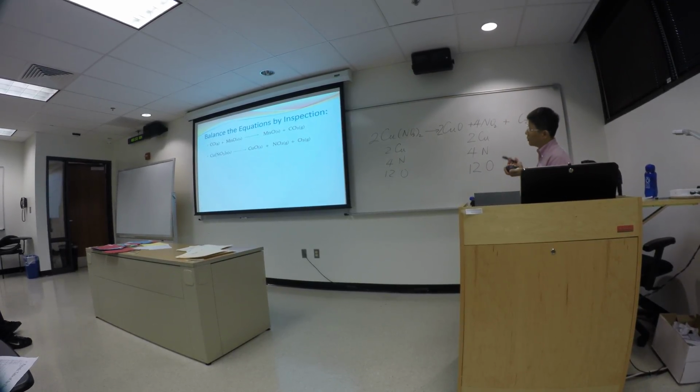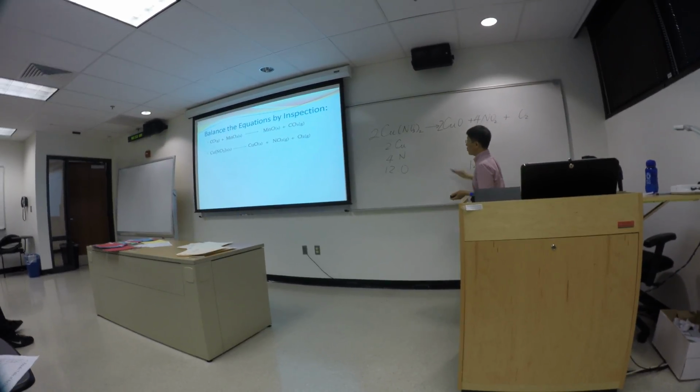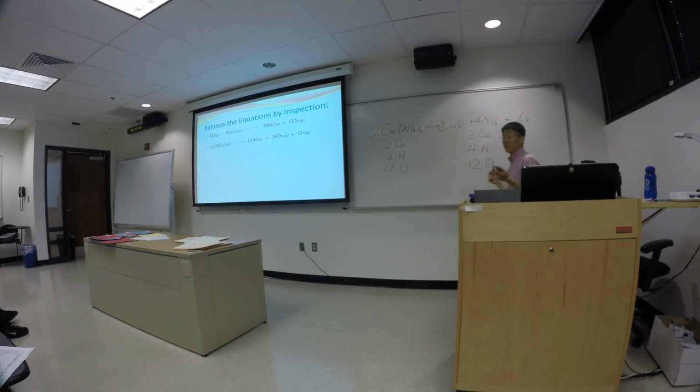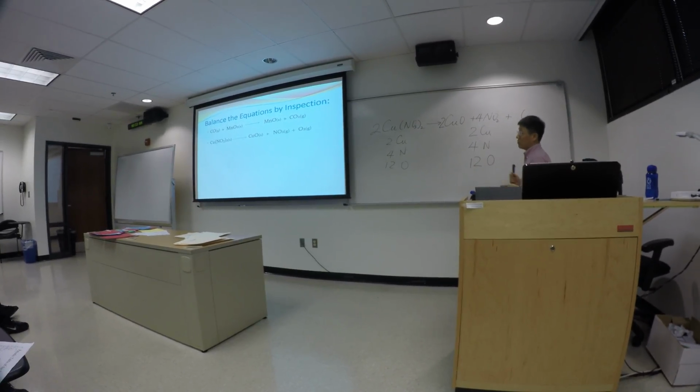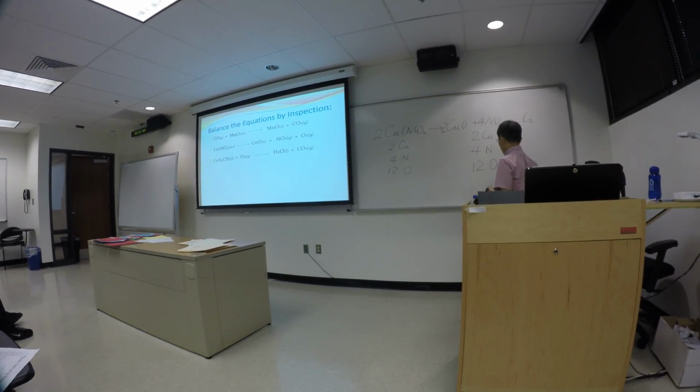Given an unbalanced chemical reaction equation, you need to inspect the total number of atoms on both sides there. Make sure you come up with the same number of each atom on both sides of the equation there. So try this. Let's try this one.